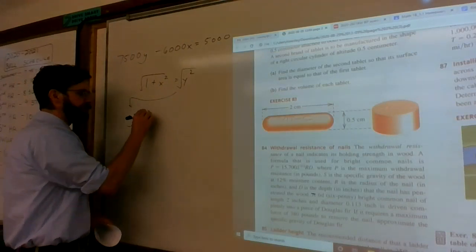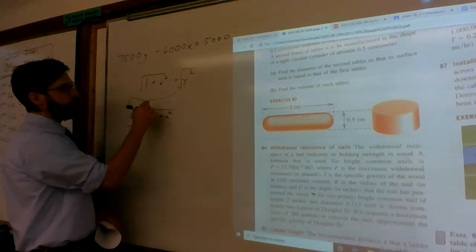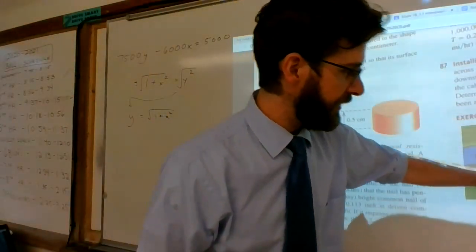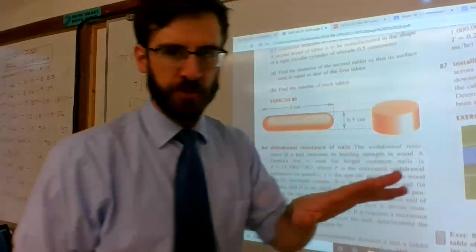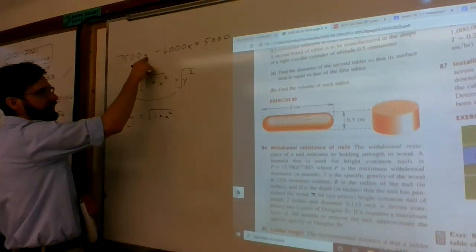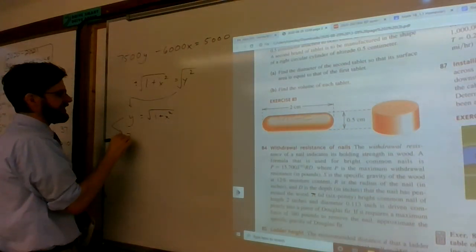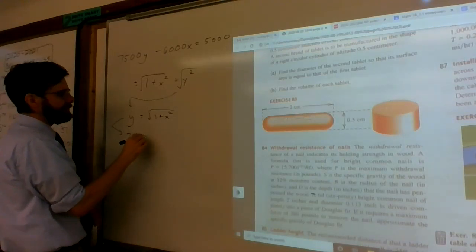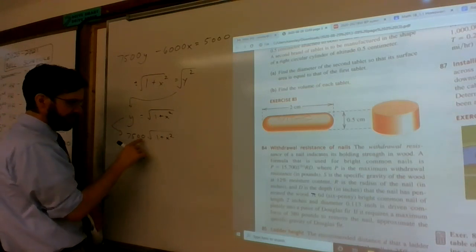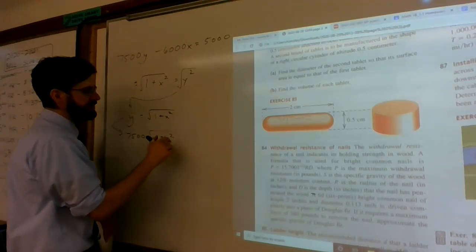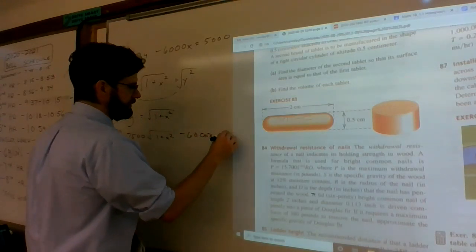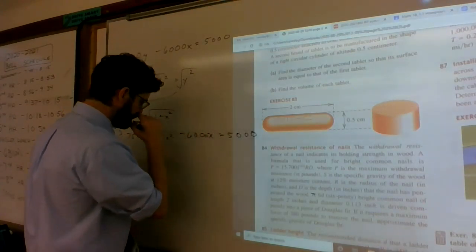So y equals root 1 plus x squared. We're not dealing with the plus or minus because it's got to be a positive length here, so don't even mess with the minus. That will now go in for the y in this equation. So you should get 7,500 times root 1 plus x squared. We had 7,500y, we have 7,500 now root 1 plus x squared, subtract the 6,000x equals 5,000.